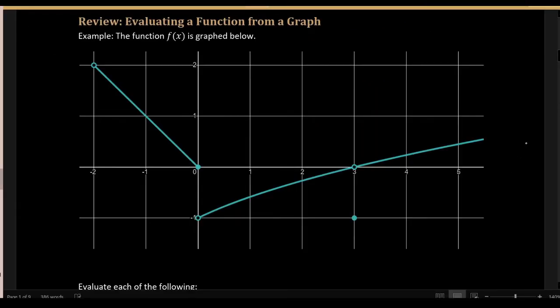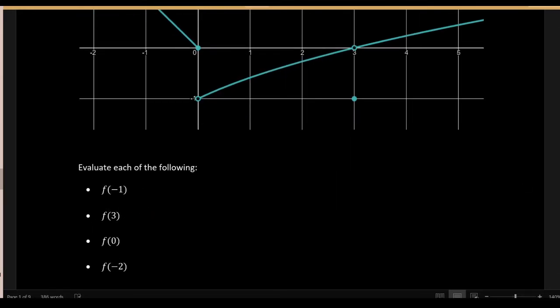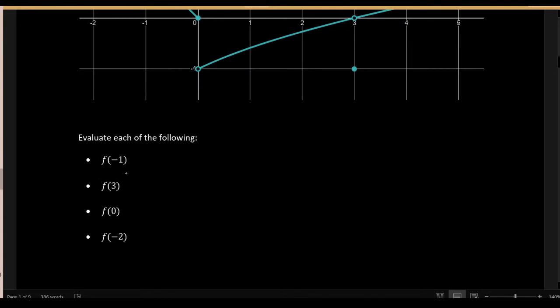Before we get into that, I need to make sure that we completely understand what it means to use the graph of a function to evaluate a function at a given x value. So let's do a quick review. We have a function f of x, which is graphed in cyan here. So let's use the graph to evaluate each of the following. F evaluated at -1, 3, 0, and -2.